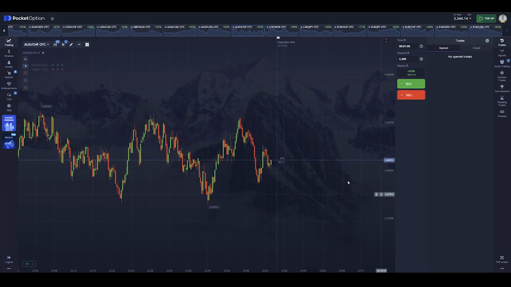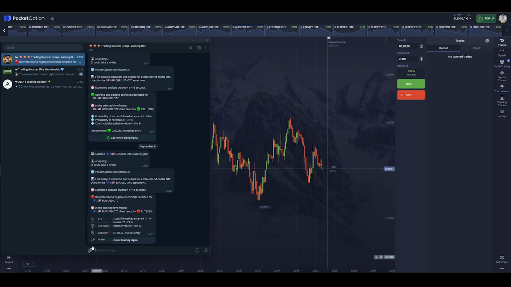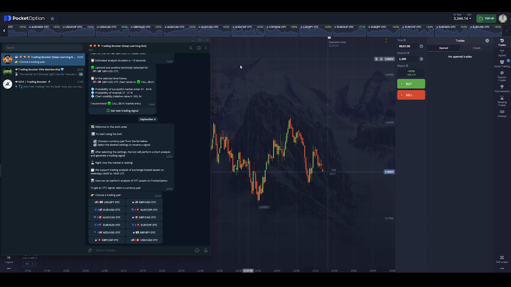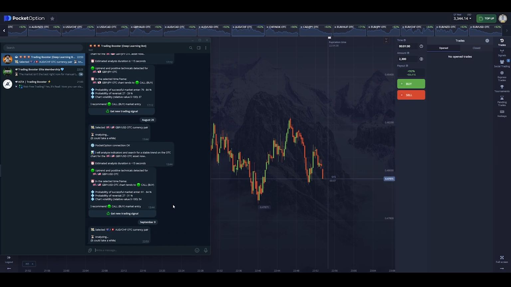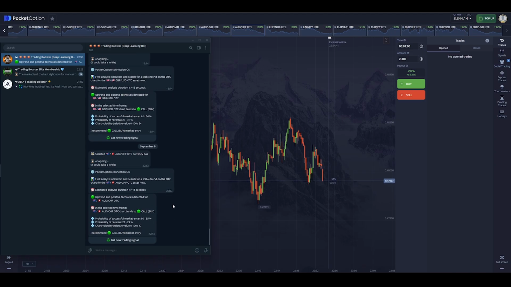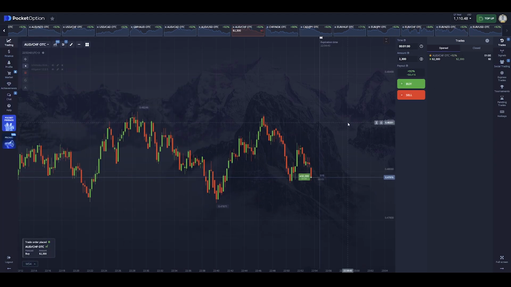I'm choosing the currency pair Australian dollar, Swiss franc. Here too, we have a good sideways movement. So I just selected in the booster bot, and this will probably be the actual final trade. So as you can see, it's not that hard to work on the OTC market, especially with the booster bot.